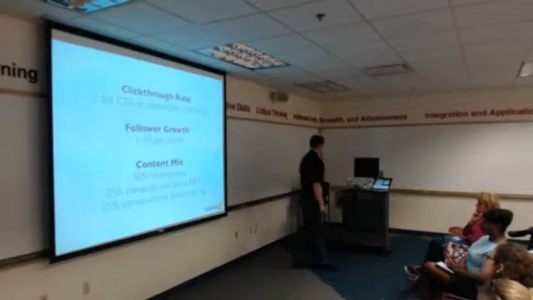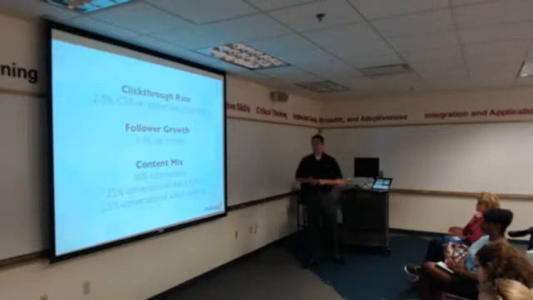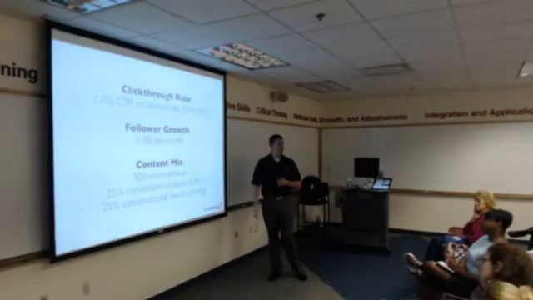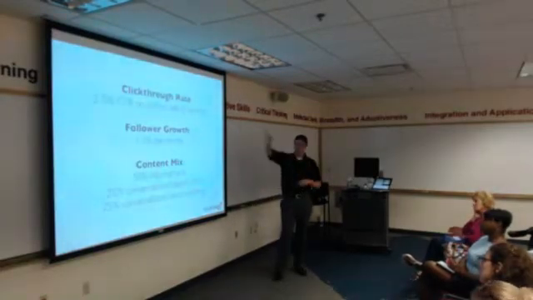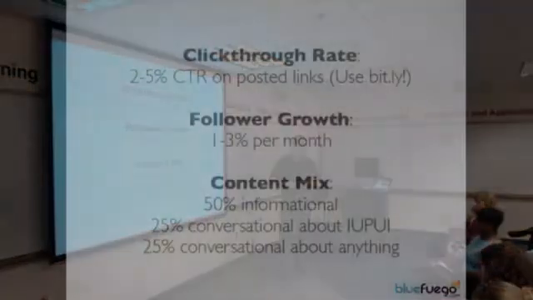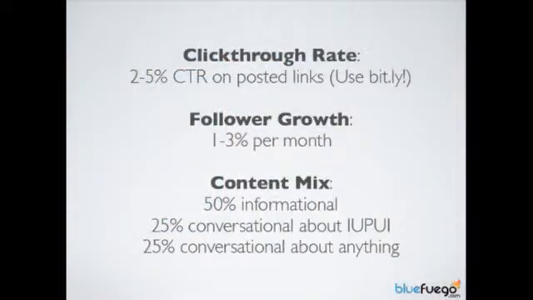Follower growth, what we typically see just for organic growth, 1 to 3% a month is how the growth trend is. If you're actively pushing that out to others, if you're doing things to grow that audience, you're going to grow faster. But if you just let your account sit there and not do anything with it, that's the kind of growth we see. And then content mix, this 50-25-25 ratio I'll actually talk about in a few slides. So I'm going to leave that for now.